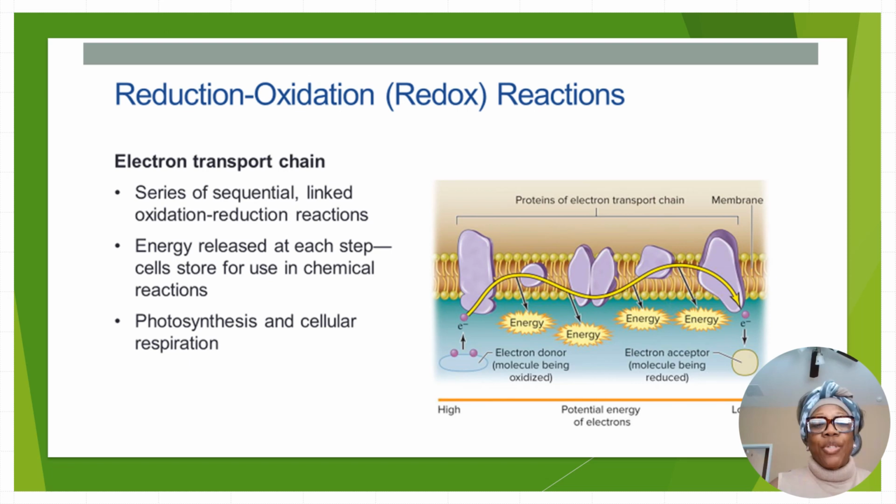This is a series of sequentially linked oxidation reduction reactions. Energy released at each step, cells store for use in chemical reactions. Photosynthesis and cellular respiration are going to be two processes that we talk about, where we can see how this whole redox reaction process works.